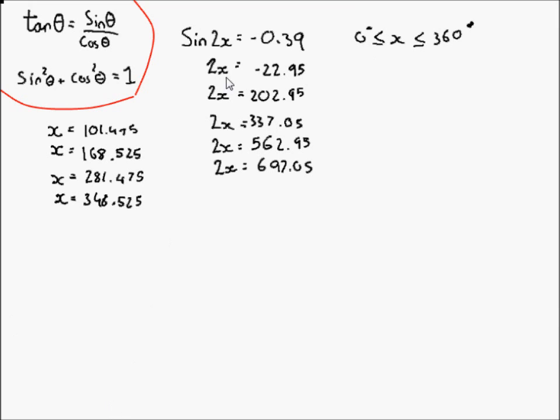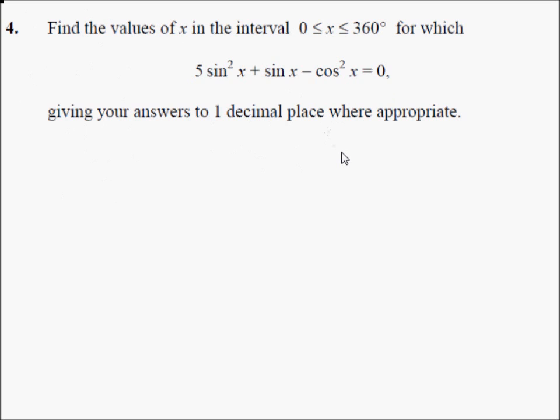Now, as I said, a little treat: a question from a Solomon OCR paper. Solomon is obviously meant to be harder than the real thing, but we like that. It says: find the values of x in the interval 0 ≤ x ≤ 360 for which 5 sin squared x plus sin x minus cos squared x equals 0.